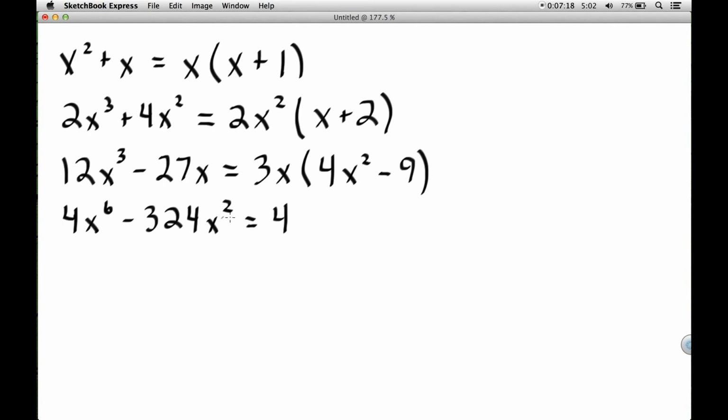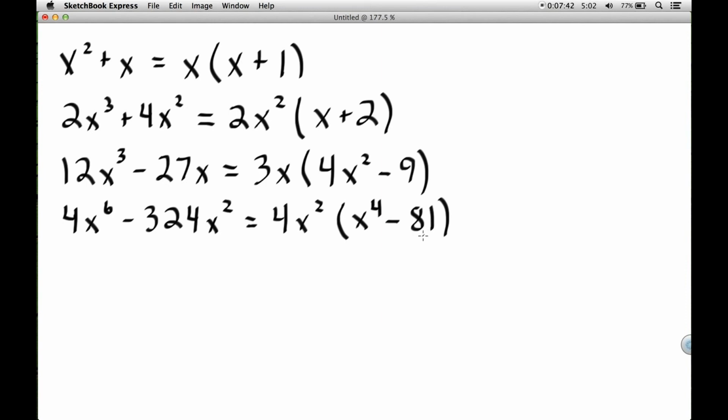And then we have x to the 6th and x squared. So we can take an x squared out of both. 4x squared, the only thing we need to get back to 4x to the 6th is x to the 4th. And to get back to negative 324, we already have the x squared. To get from 4 to negative 324, we multiply by negative 81.